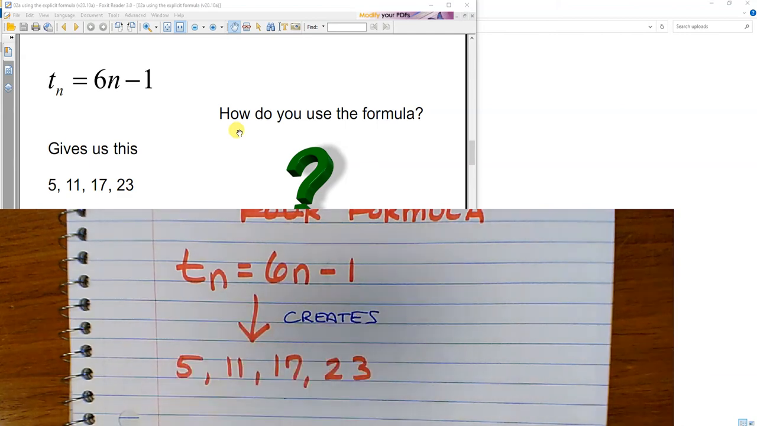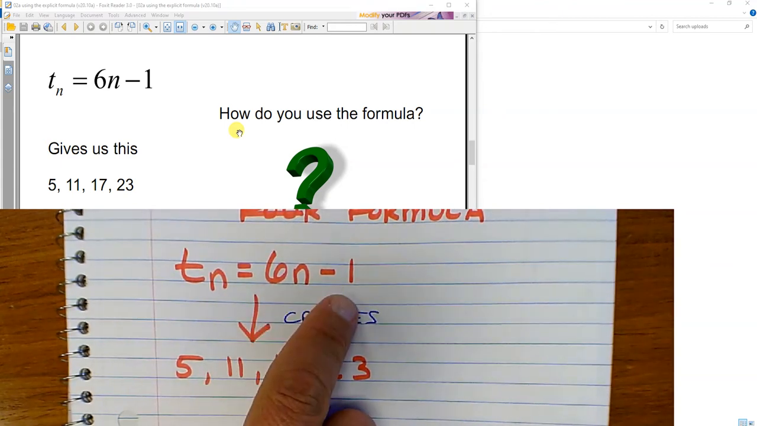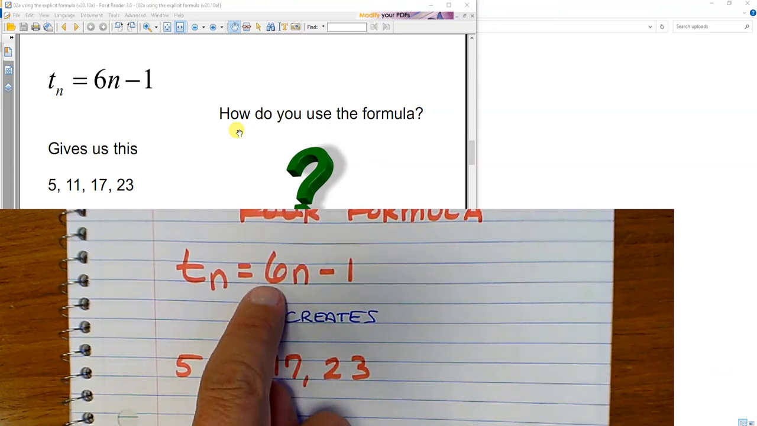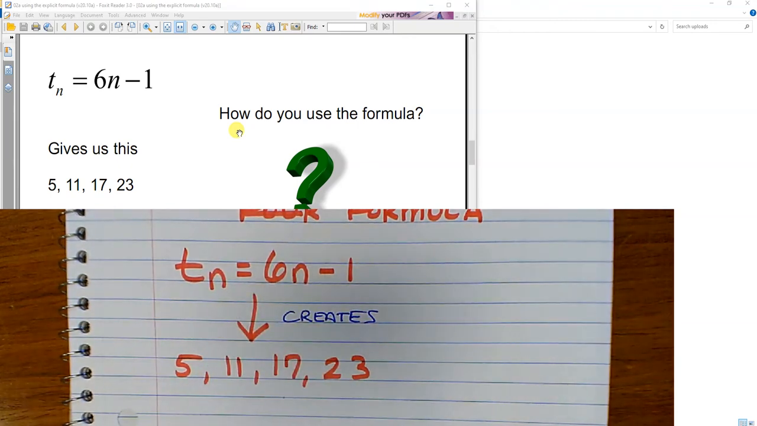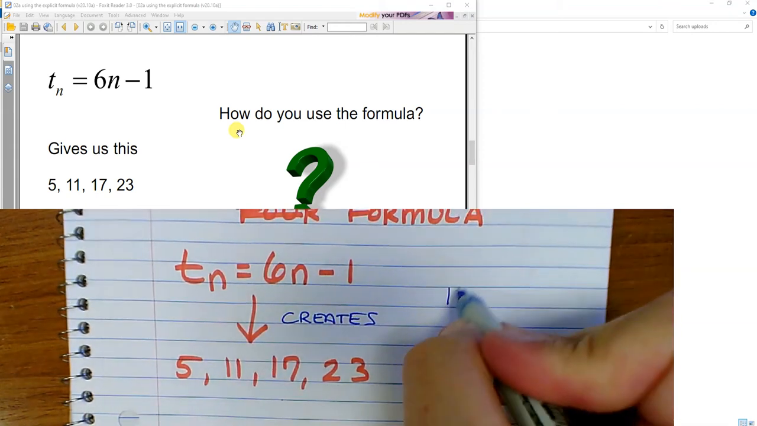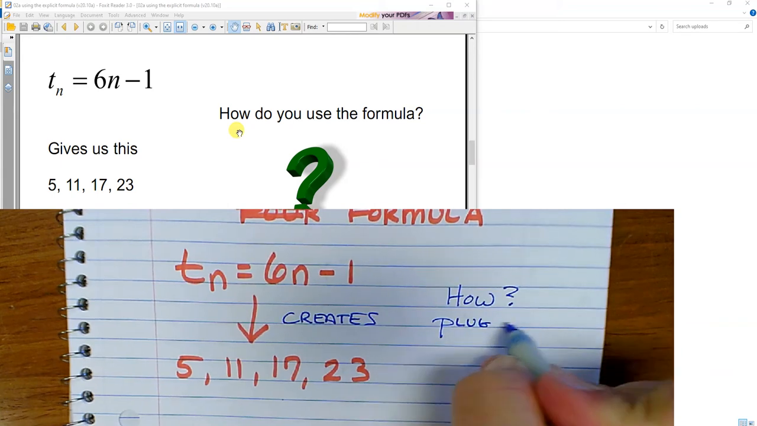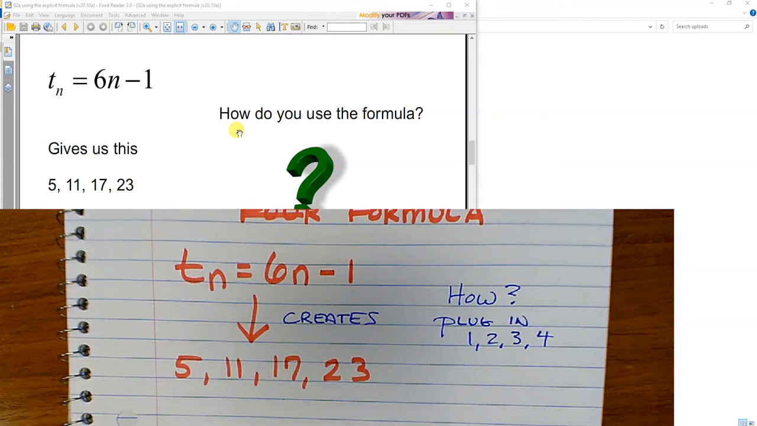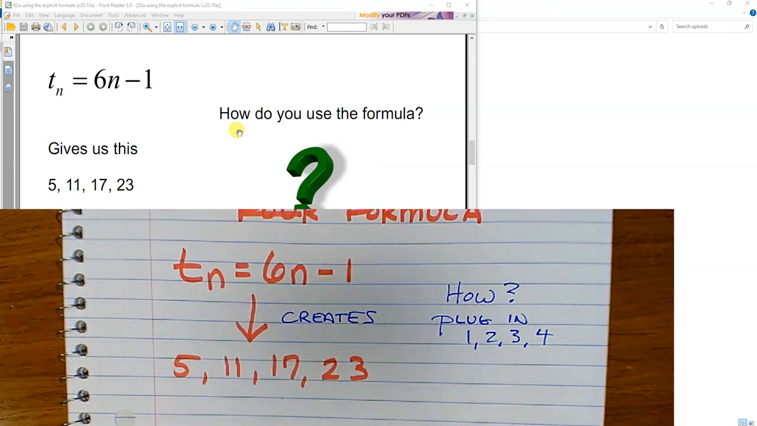It's actually a slope-intercept equation. I'm going to plug in a 1. If I plug in a 1, 6 times 1 is 6, minus 1 is 5. I plug in a 2, 6 times 2 minus 1 is 11. I plug in 1, 2, 3, 4, out comes 5, 11, 17, and 23. I plug in n's and I get out t sub n's.